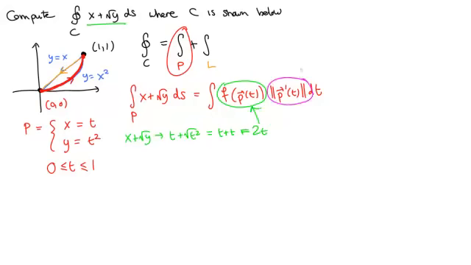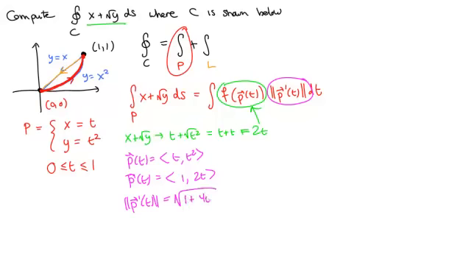This piece right here is the speed function. Since our p function is given by t comma t squared, the derivative of this function is going to be 1 comma 2t, which means that the speed will be the magnitude of this, which is the square root of 1 plus 4t squared. And so that will be this piece right here. And lastly, our values of t go between 0 and 1.